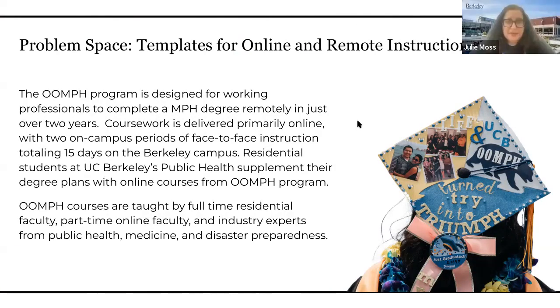So the OOMP program is designed for working professionals. It's designed for working professionals to be able to complete their MPH degree remotely in just over 2 years. Our coursework is delivered primarily online in asynchronous formats. With the exception of 2 campus visits, students are required to spend 10 days on campus during the 27 months of the program.